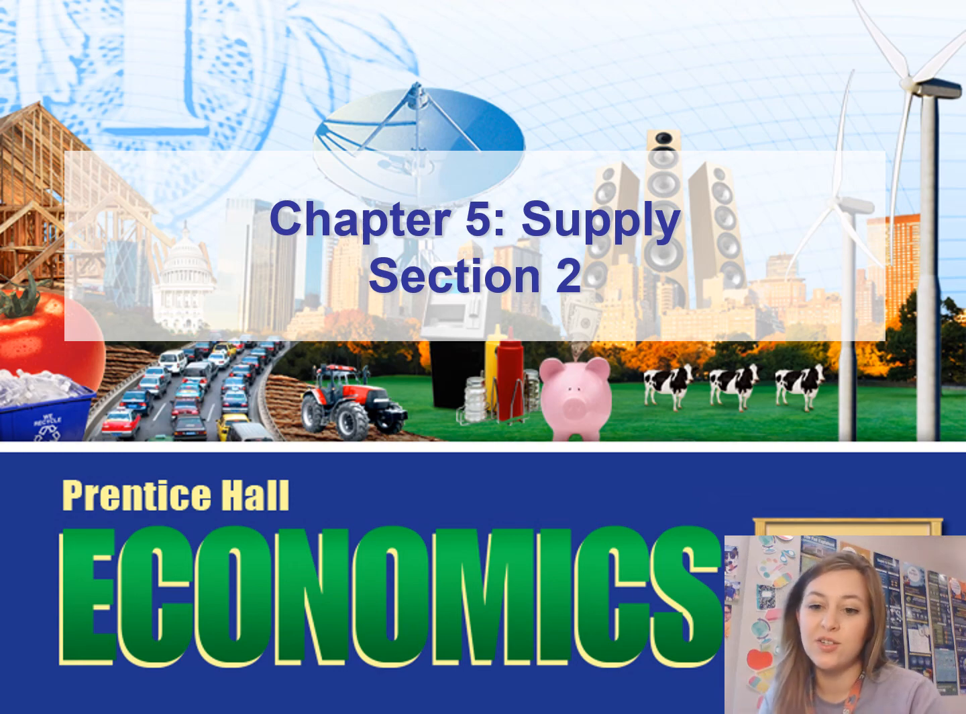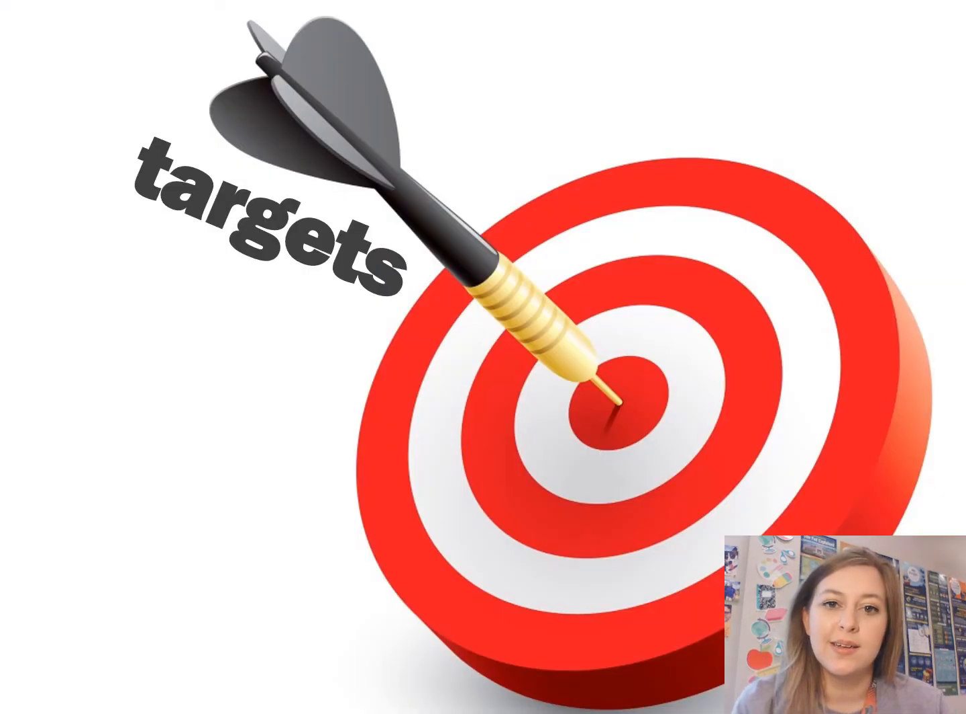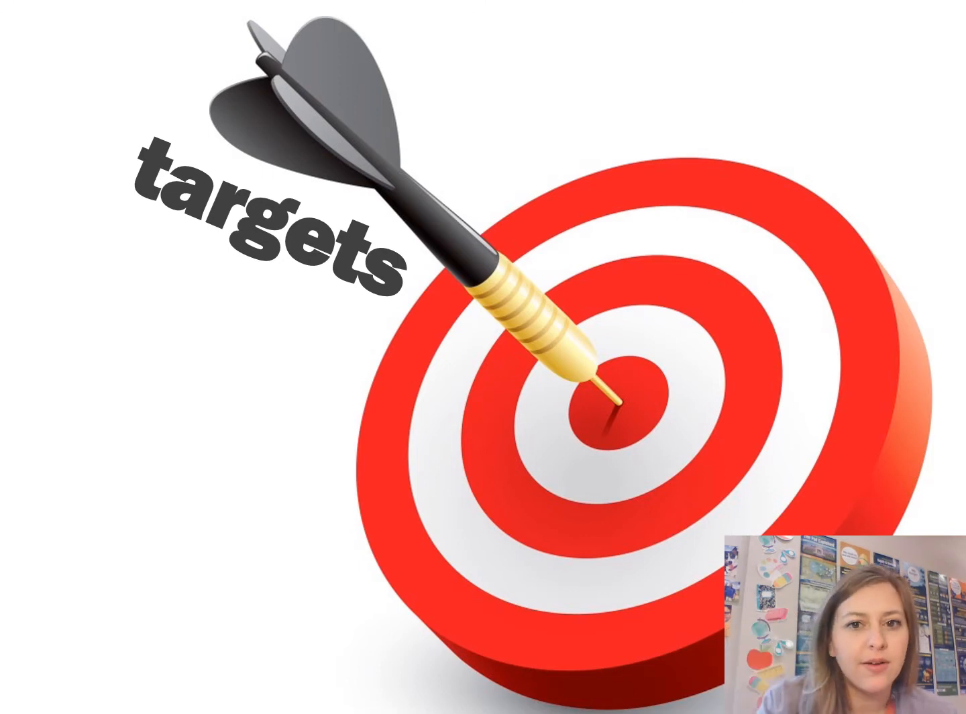Back for section 2 of supply. Today we're going to talk about how firms decide how much labor to hire in order to produce a certain level of output. We'll talk about the production cost to a firm, how a firm decides where to set their level of output, and then we'll talk briefly about some factors that a firm should consider before shutting down a profitable business.